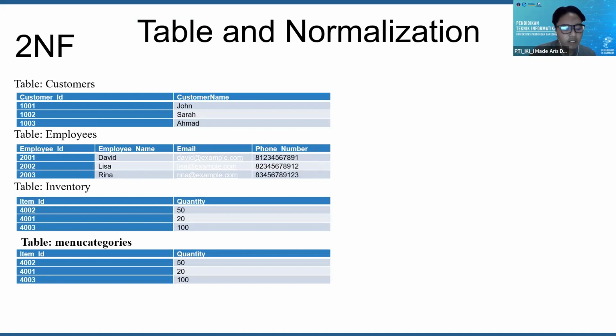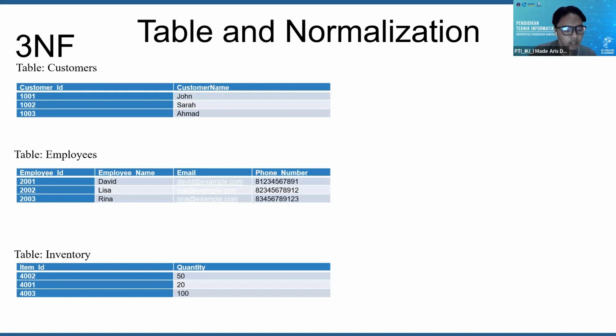And then for normalization to second normal form, make sure that the table is already in first normal form. Now we identify the functional dependency between attributes in each table. If any attributes are partially dependent on the primary key, move them to a separate table. Ensure that every attribute in the new table is fully dependent on the corresponding primary key.